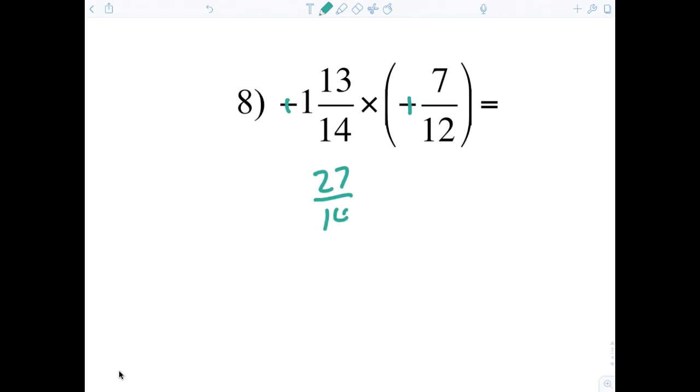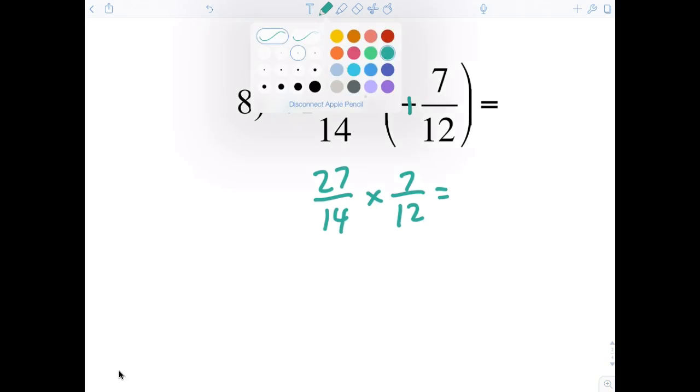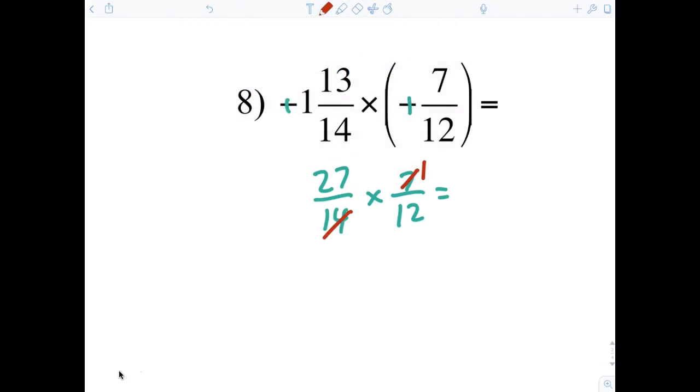27 over 14 times 7 over 12. So now what can I reduce? You can reduce 7 and 14. Yep, 7 will be 14, good job. And then you can also reduce 12 and 27 by 3. Good. So you can go to 12, or you can go to 9, and then 9 times 4 is 9, 4 times 2 is 8.